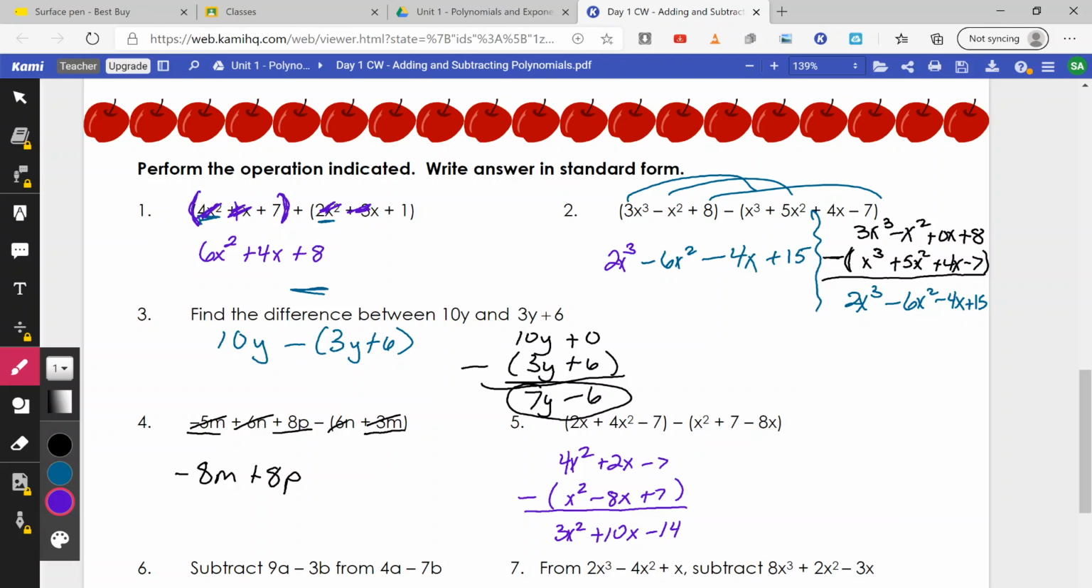So that's why 2x minus negative 8x, we use the calculator if you need to, gives you a positive 10x. It's not 2x minus 8x, it's 2x minus negative 8x. And that is writing things in simple standard form.